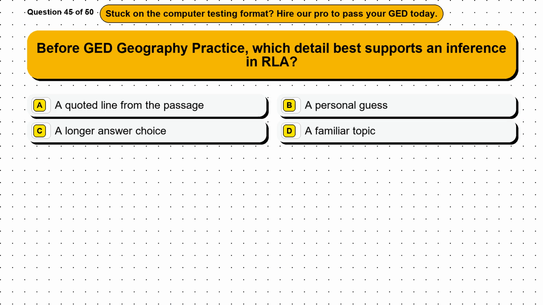Question 45. Before GED Geography Practice, which detail best supports an inference in RLA? Option A. A quoted line from the passage. Option B. A personal guess. Option C. A longer answer choice. Option D. A familiar topic.